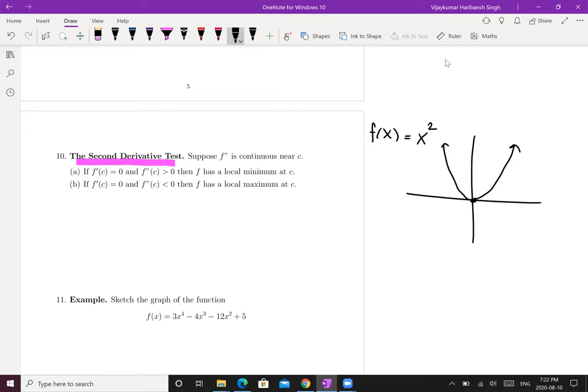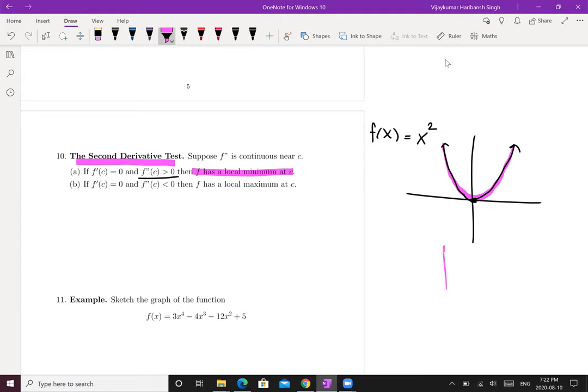So if the first derivative is zero, that means you're here. And if the second derivative is greater than zero, so that will happen when the graph is what? Concave up. So we get this shape here, right? So not only do you have a critical point, but the function is concave up around that critical point. In that case, we get what? F has a local minimum at C.